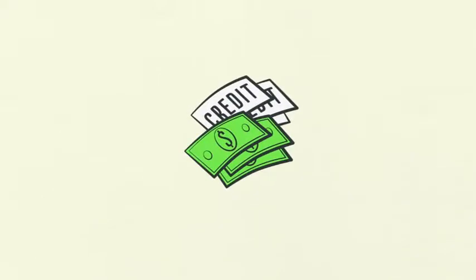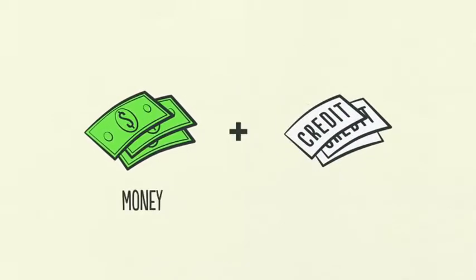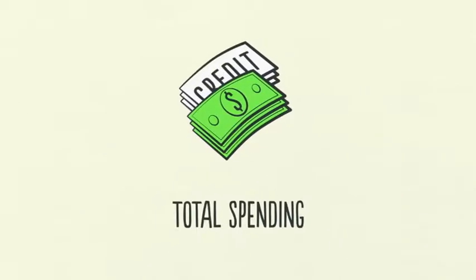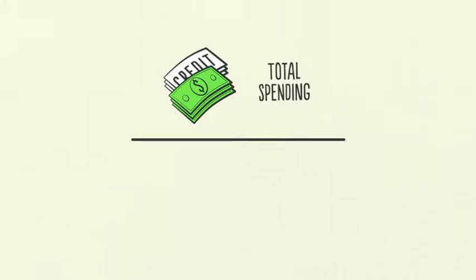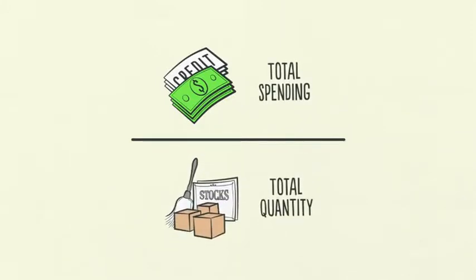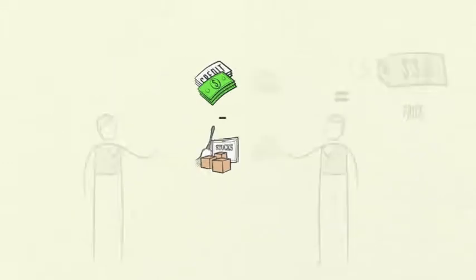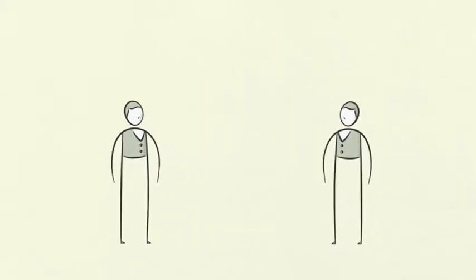Credit spends just like money, so adding together spending and the amount of credit spent, you can know the total spending. The total amount of spending drives the economy. If you divide the amount spent by the quantity sold, you get the price. And that's it. That's a transaction. It's the building block of the economic machine.